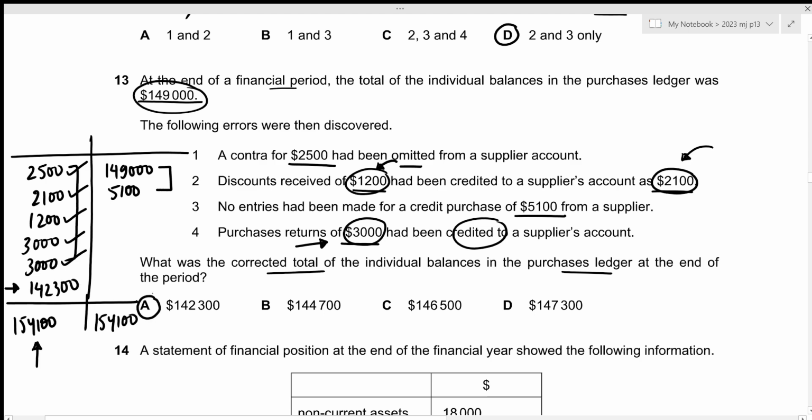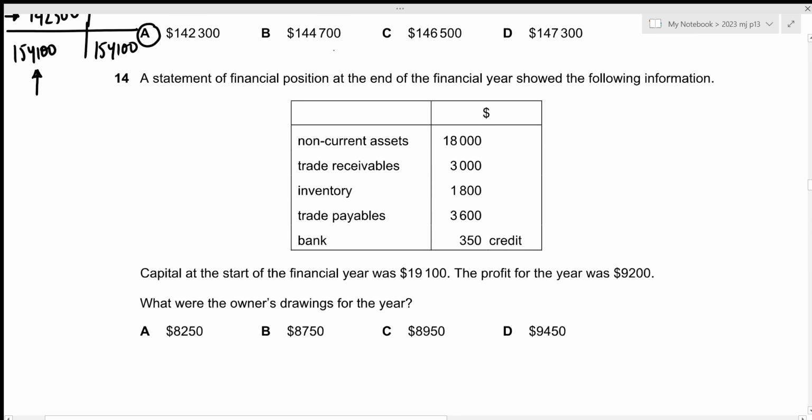Let's move towards the 14th question. A statement of financial position at the end of the financial year showed the following information. Okay, capital at the start of the financial year was 19,100. Profit for the year was 9,200. We need to figure out owner's drawings for the year. Okay, so remember that we start with the opening balance of our capital account. Then we add all of our profit for the year. Then we subtract all of our drawings, which gives our closing balance for the capital.